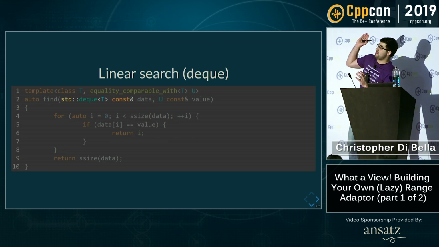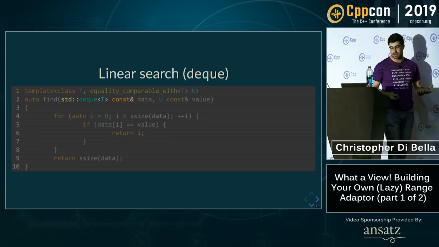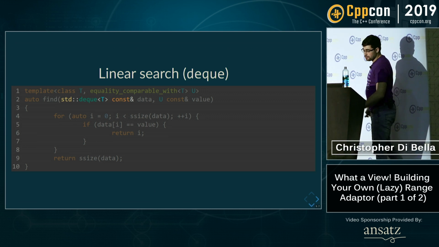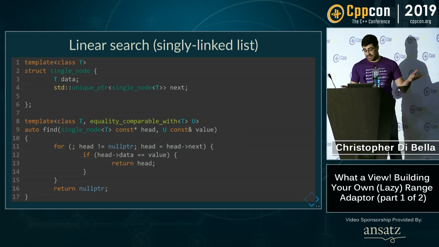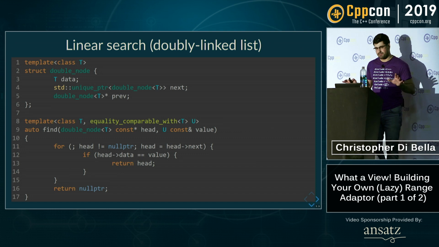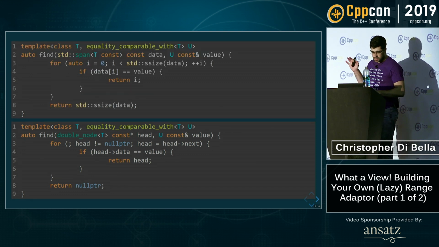So deque, for example, is not a contiguous sequence, and that means that span is just going to fall over here. So we need to have another overload for the deque. And for linked lists, doubly linked lists. Let's take a step back, look at two algorithms, compare them, see what's similar, see what's different.